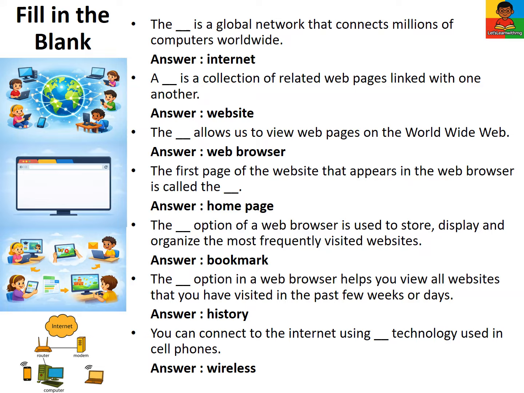The blank option of a web browser is used to store, display, and organize the most frequently visited websites. Answer: Bookmark. The blank option in a web browser helps you view all websites that you have visited in the past few weeks or days. Answer: History. You can connect to the internet using blank technology used in cell phones. Answer: Wireless.